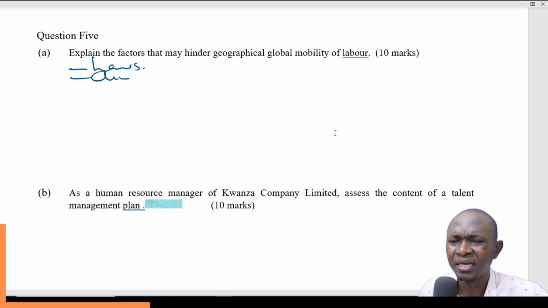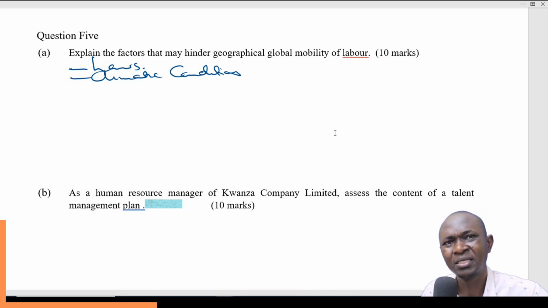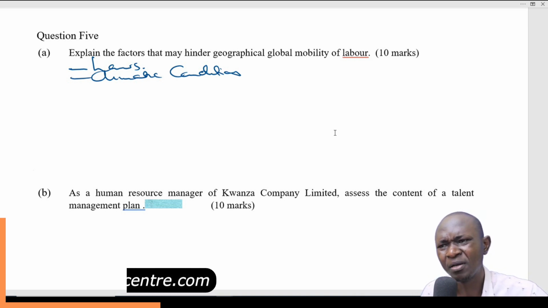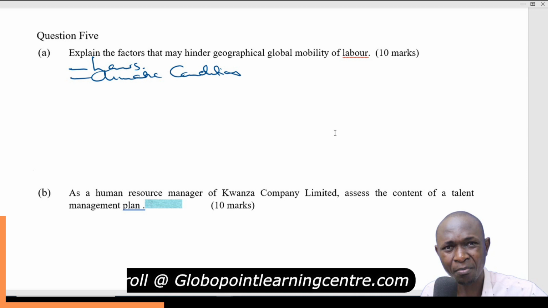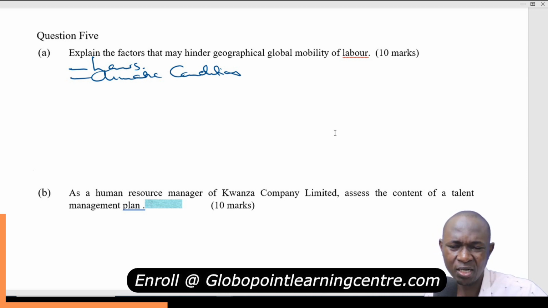Then we also have climatic conditions. For example, there are places where it's fully winter. There are places where it's always summer, and some people might not do well in those areas. So it's a key factor.